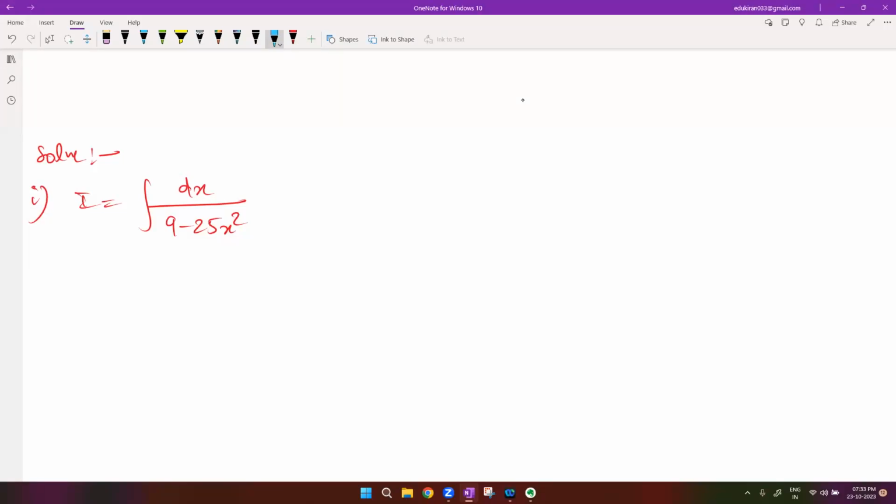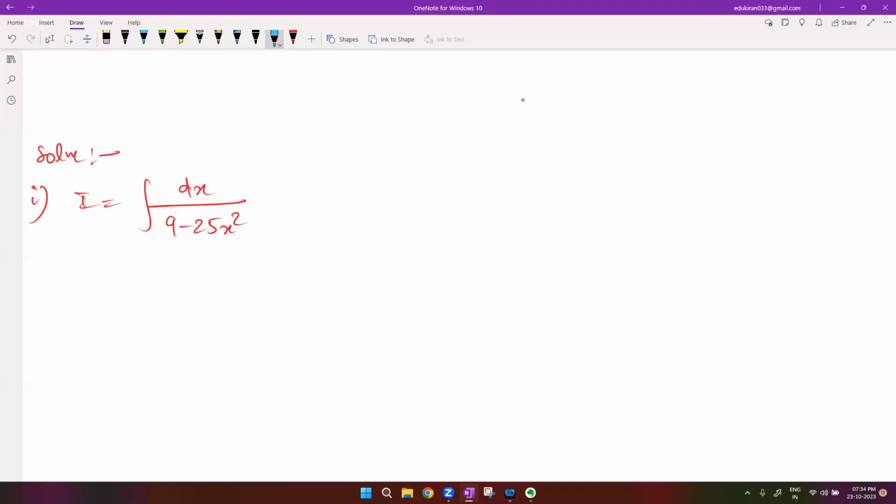1 by 90 into log modulus of (9 plus 5x) by (9 minus 5x). Let's see. That is definitely incorrect, but what did you answer for 1 upon? Just the outside log part, I want to know that. Okay, so first of all, we need to convert this. Sir, it's 1 by 90. 1 by 90.